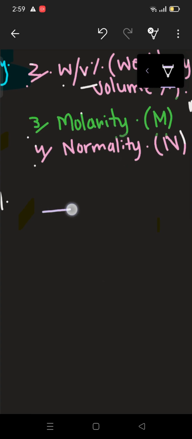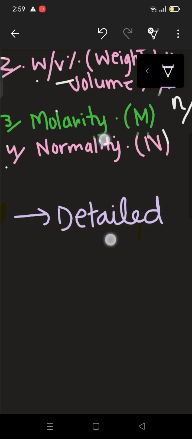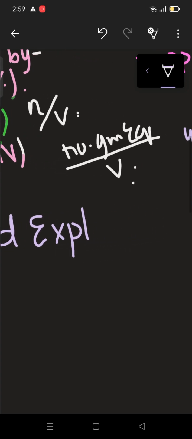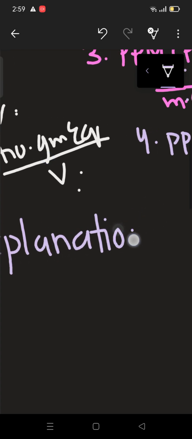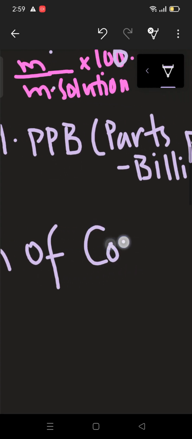Detailed explanation of concentration terms.